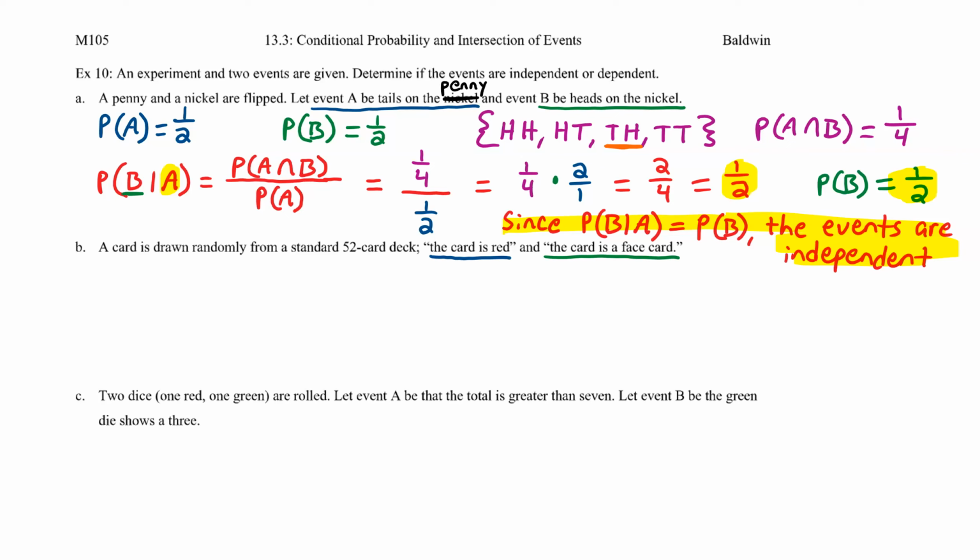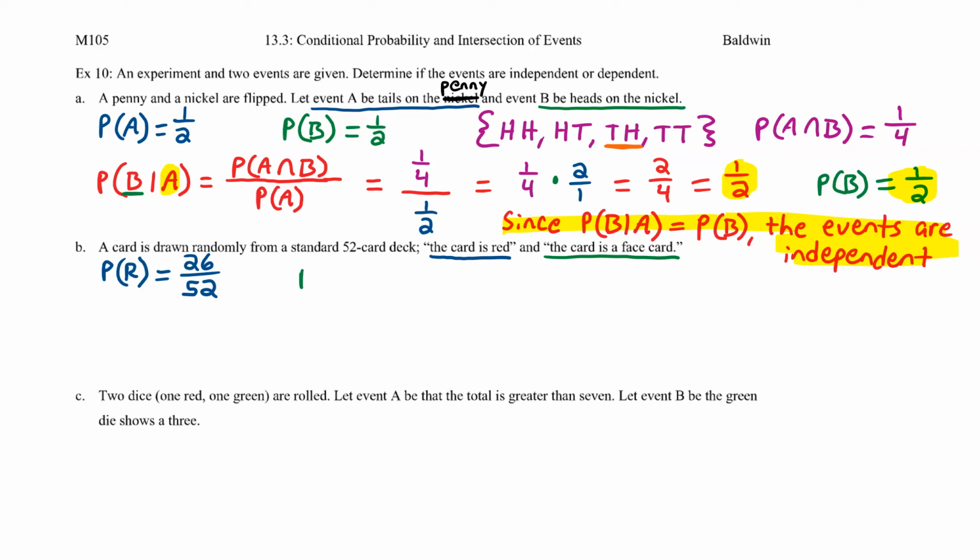So if we think about the probability of drawing a red card, we know there are 52 cards in our deck. We have our 4 suits, our hearts and diamonds, which are the red cards, our clubs and spades, which are the black cards. So there are 26 out of the 52 that are red, so that's the probability of drawing that red card for event A.